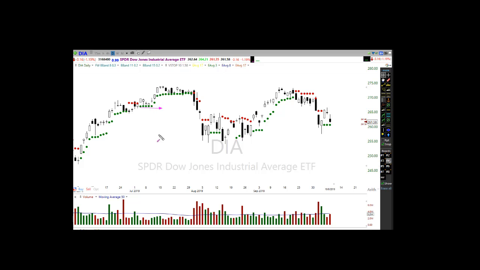Now, there was a question, can this be used on any time frame? Let's use this. Let's go to a 15-minute chart of the Diamonds.